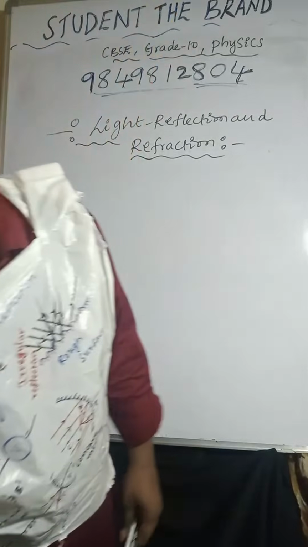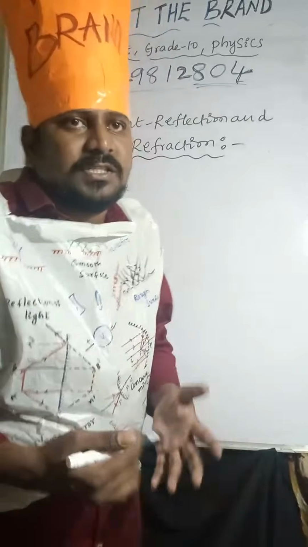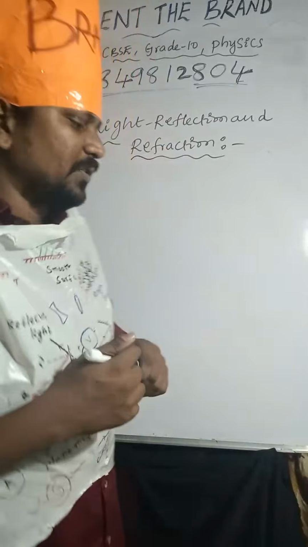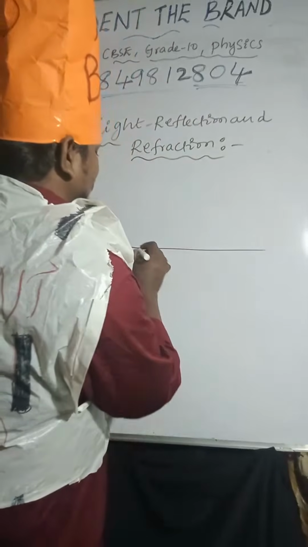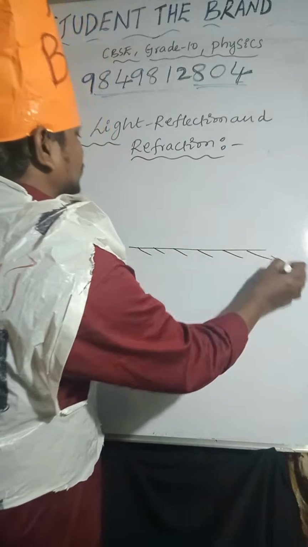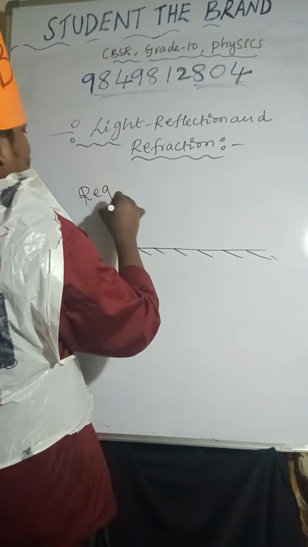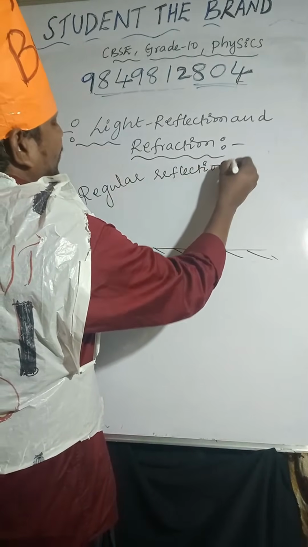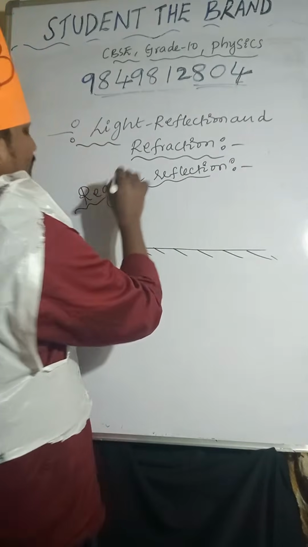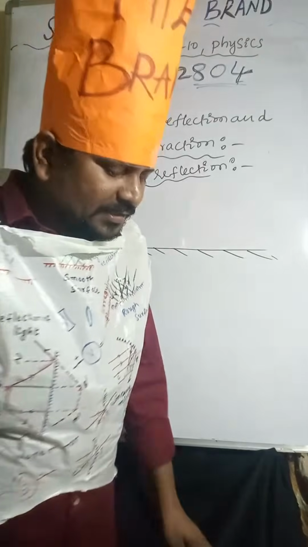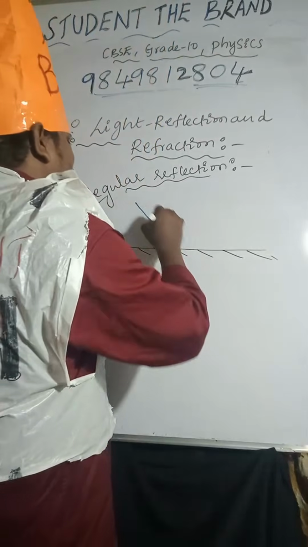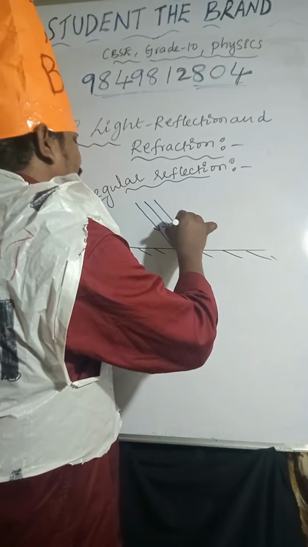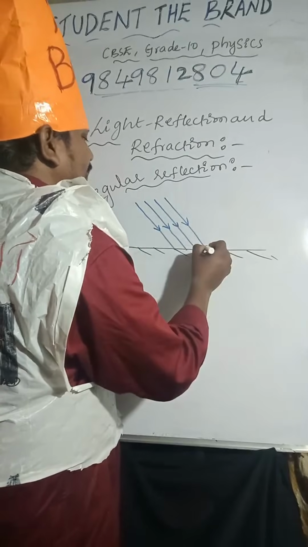Regular reflection and irregular reflection. So what is regular reflection and what is irregular reflection? Regular reflection takes place on a smooth surface. I am taking the surface like this. For regular reflection, the incident light rays are parallel to each other. These are the incident light rays: 1, 2, 3, 4. So four incident light rays.